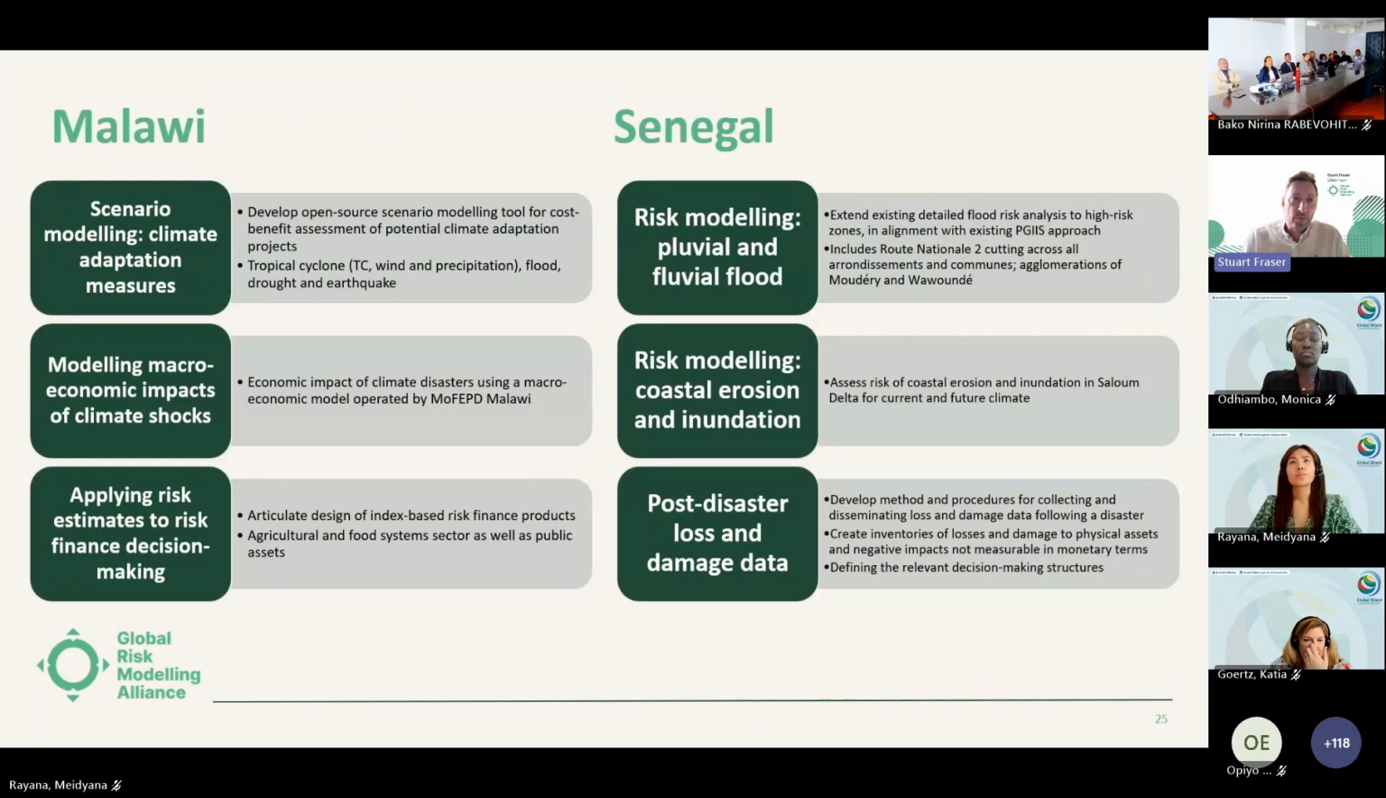If you go to the next slide, please. For Malawi and Senegal, we have a variety of modelling activities and capability development. So in Malawi, we're looking at climate adaptation measures and doing adaptation modelling, macroeconomic modelling, and bringing climate shocks into an existing macroeconomic model, and demonstrating how risk estimates can apply to CDRFI decision making. In Senegal, we're focusing on expanding the availability of flash pluvial and fluvial flood. We're looking at the impact of coastal erosion and coastal inundation in certain areas of the country, and we're looking at developing a method to collect and manage post-disaster loss and damage data. So a variety of activities that we undertake in GRMA.